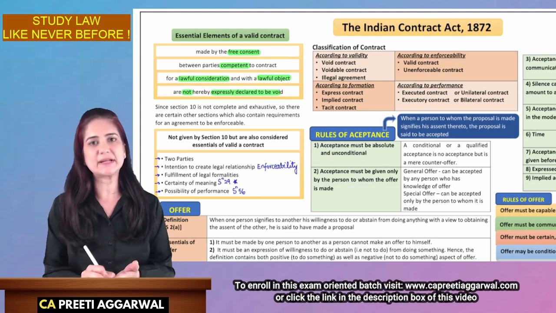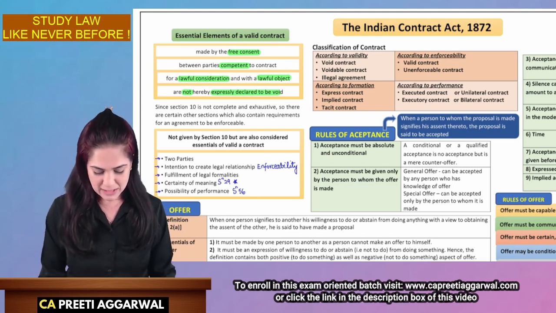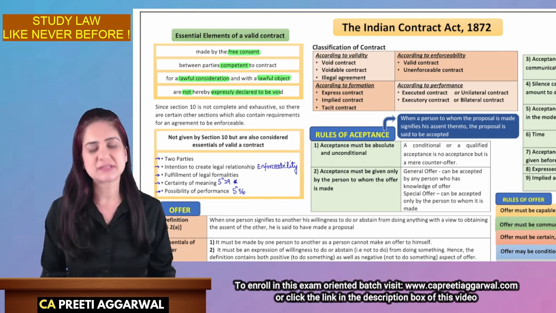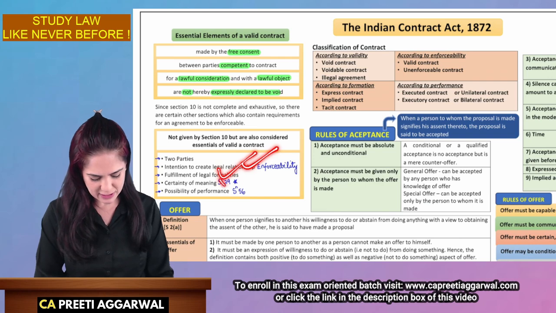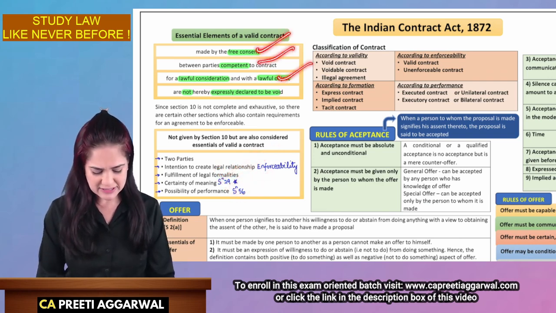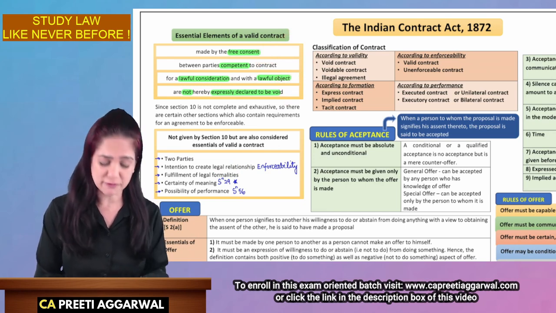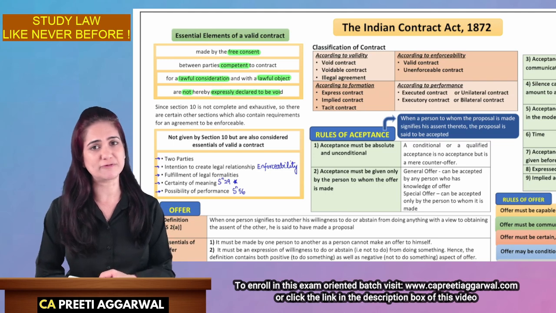This is nothing but writing practice. You have to fill the chart book along with me. Now, what are the essential elements? We need minimum 2 parties. There must be enforceability, legal formality, certainty of meaning, possibility of performance, free consent, competency, lawful object, lawful consideration. Do you remember the section number for lawful object, lawful consideration?